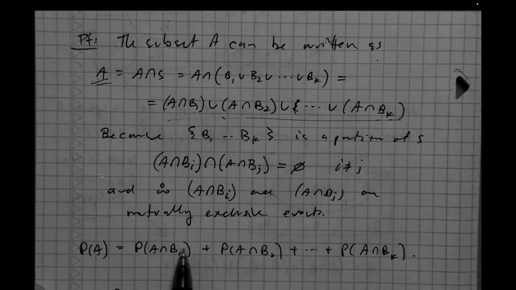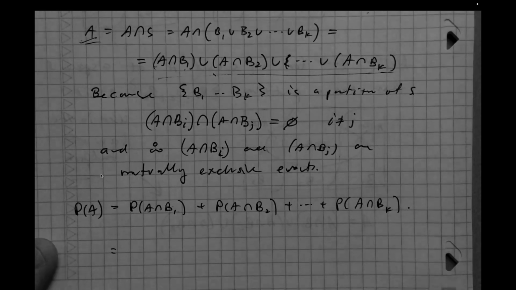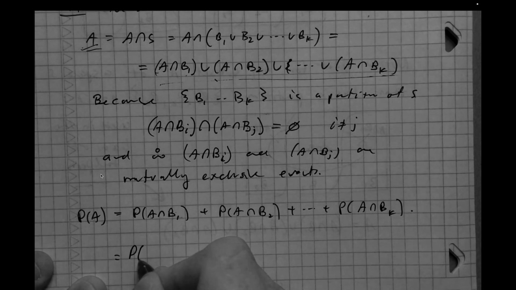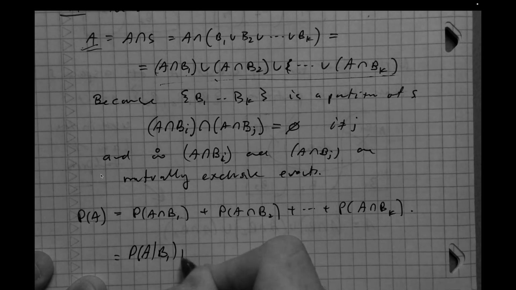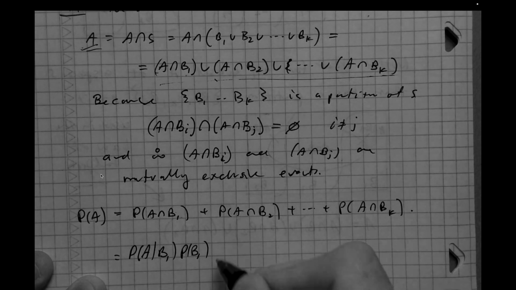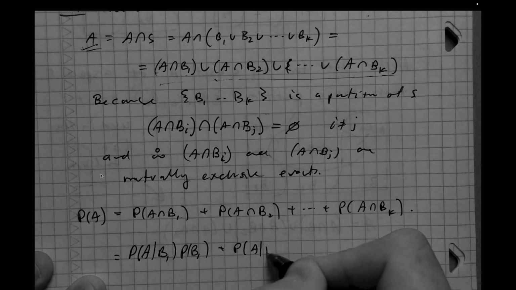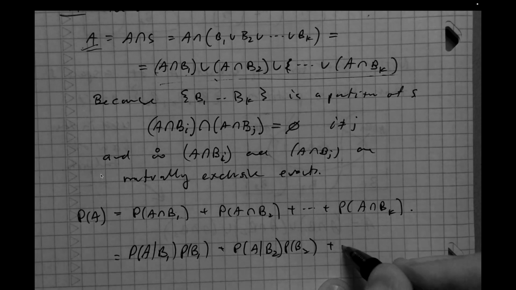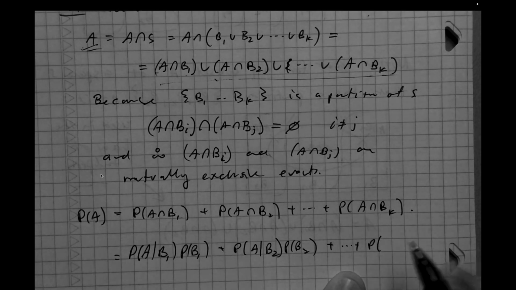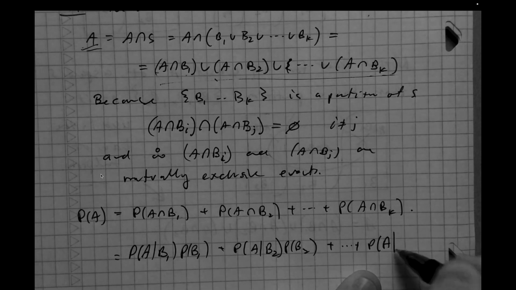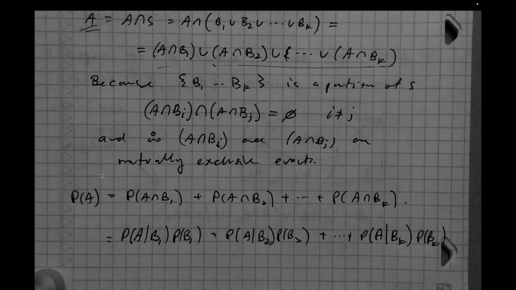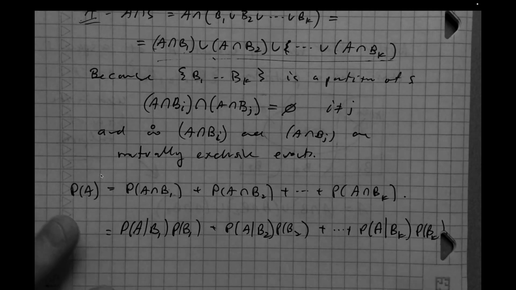Now these are not mutually exclusive, right? A and B1, they intersect, right? So we have to consider the conditional probabilities here. But this could be written as the probability of A given B1 times the probability of B1. This could be written as the probability of A given B2 times the probability of B2. And finally, this can be written as the probability of A given BK times the probability of BK. Well, of course, that is just the sum that we stated in the theorem.